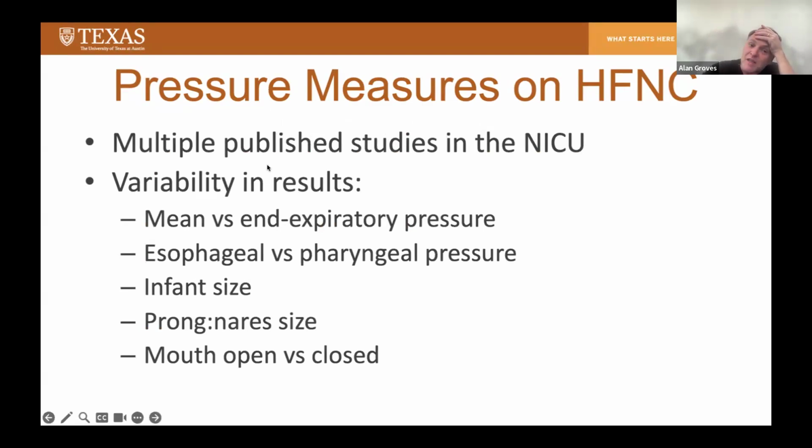Some of the variability in results can be explained by slight difference in methodology. So for example, some studies look at the mean airway pressure as opposed to looking at the end expiratory pressure. For us that are used to looking at CPAP, we are used to considering end expiratory pressure as our PEEP, as our pressure measure. But mean airway pressures probably aren't that much different. They're probably only 0.5 or 1 centimeter of water different. A number of studies use esophageal pressure rather than pharyngeal pressure. Esophageal pressure tends to be a little bit lower because not all the pressure gets transmitted.